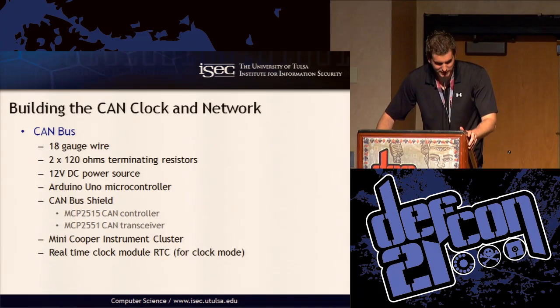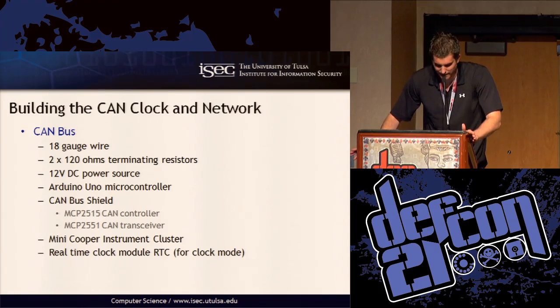So up until now, we've identified the message IDs responsible for the speedometer and the tachometer, as well as the payload and the data offsets for those. So then we just built a simple CAN bus. We used some 18 gauge wire, 220 ohm terminating resistors, a 12 volt power source, an Arduino with a CAN bus shield that had an MCP2515 CAN controller and an MCP2551 CAN transceiver, the instrument cluster obviously, and then a real-time clock module for implementing the clock functionality.